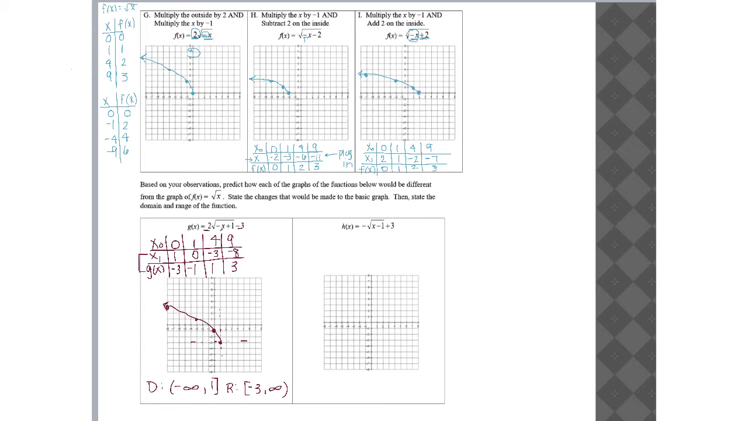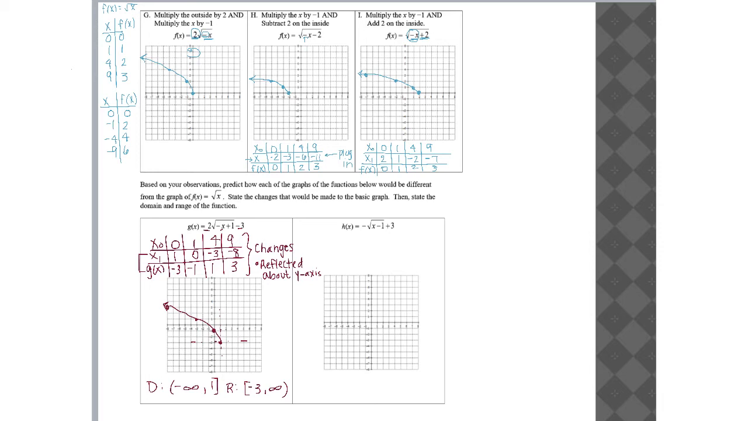And we also needed to state our changes that were made to our basic graph. And that's really here, I would let my t-chart show that. These are the changes. And if we need to write that out, we can. It might be a good idea. So here, what changes happen? Well, the first change that happened, we reflected about the y-axis. Reflected about y-axis. So that's the first thing that happened.